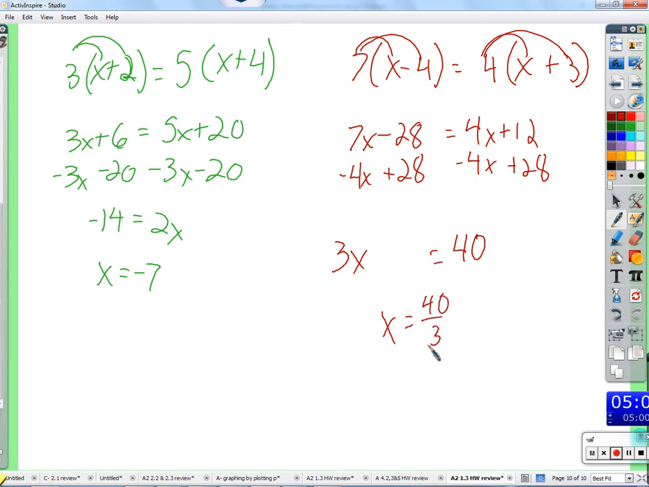I really recommend you not just punching that in your calculator, 40 divided by 3, and then giving me this repeating decimal nightmare. X is 13 and 1 over 3.